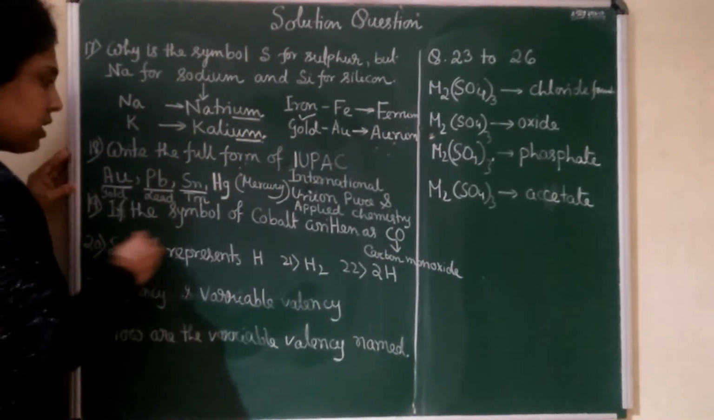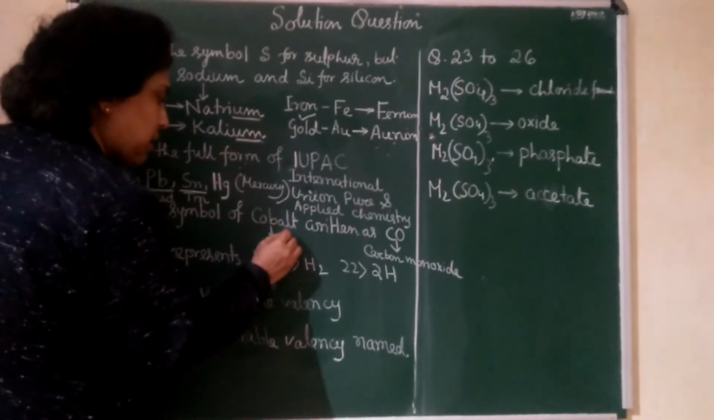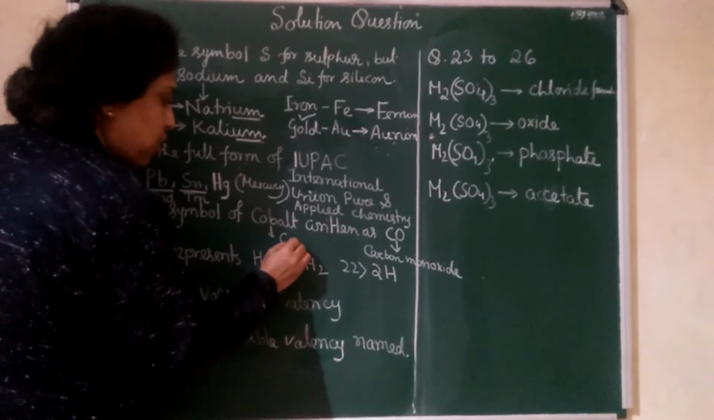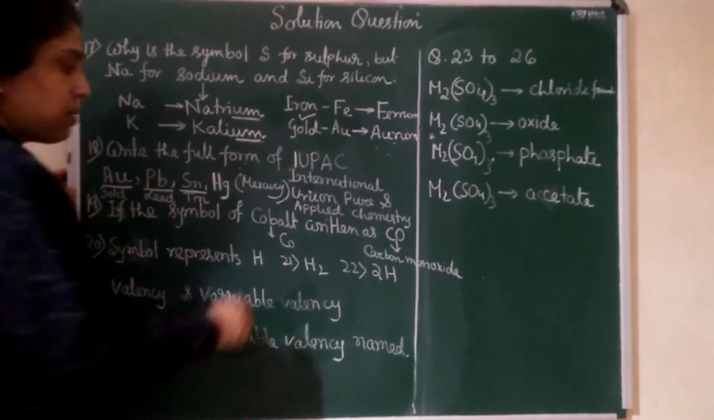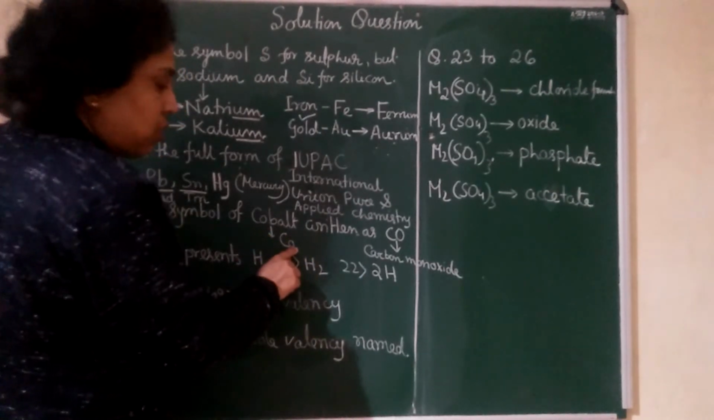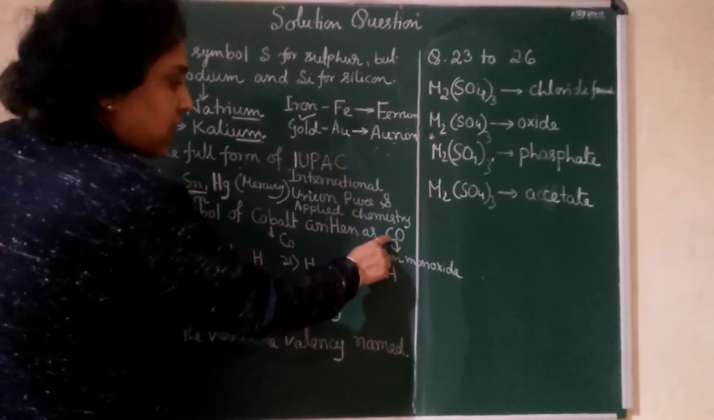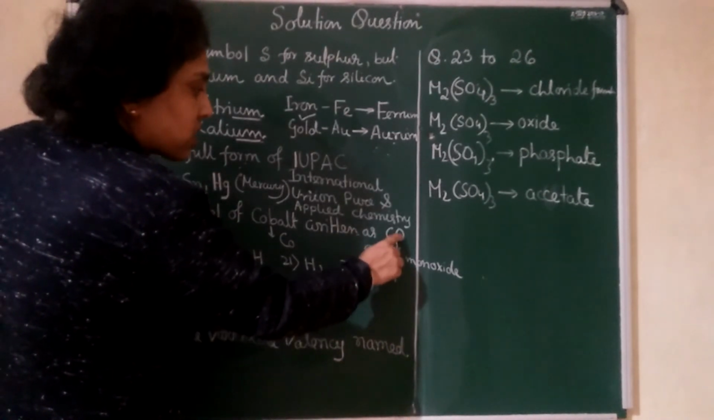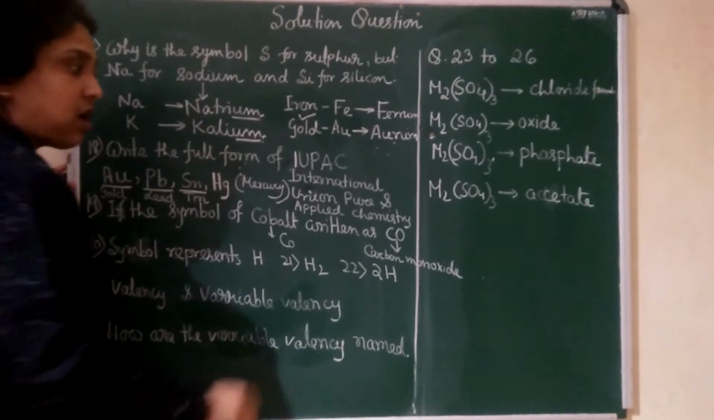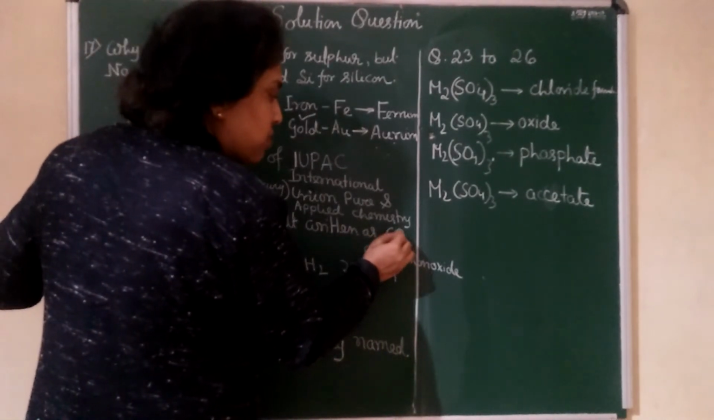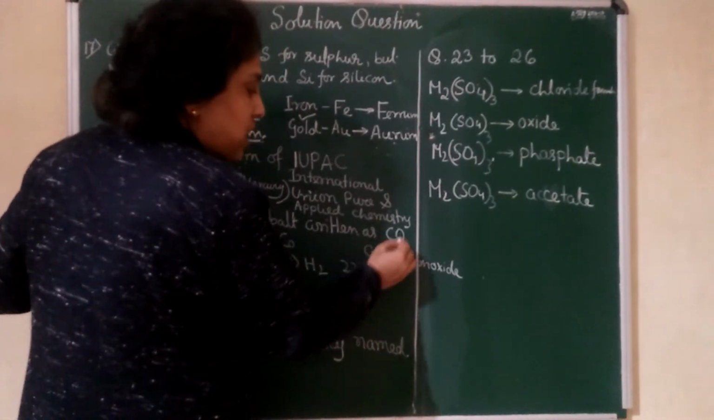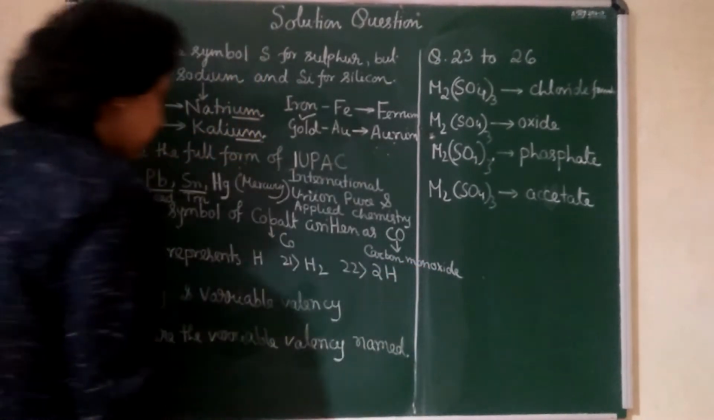For cobalt, the symbol is capital C and small o. Capital C, small o. But when both are capital, that is called oxide. O is the symbol of oxygen. Carbon and oxygen one, so that's why it is monoxide.